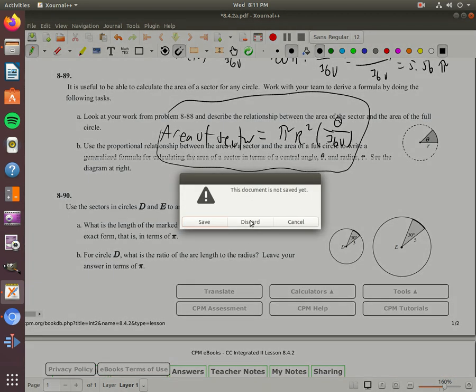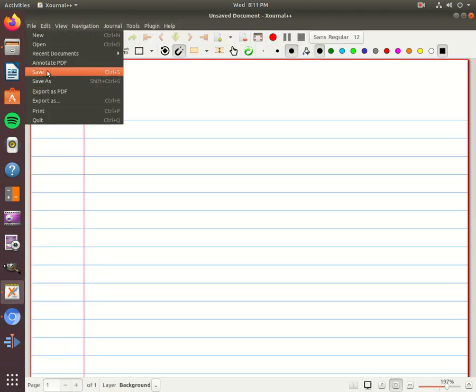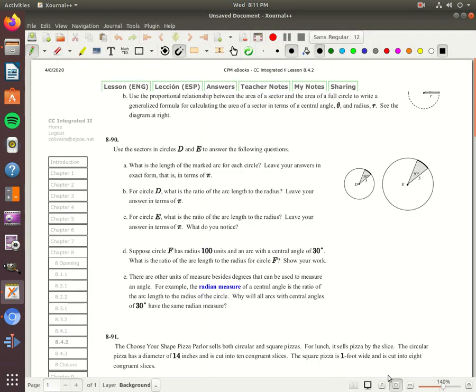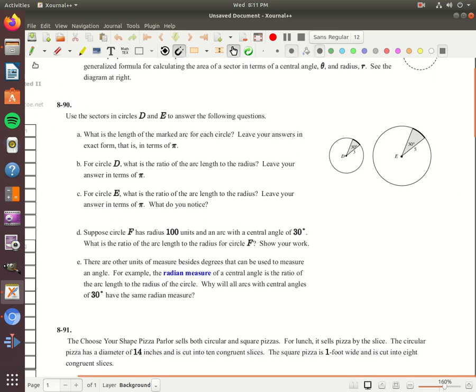We will jump to 890. So let's go ahead and pop this up. 890 says, use the sectors D and E to answer the following questions. What is the length of the marked arc for each circle? Leave your answers in terms of pi, the one that's 3 versus the one that's 5. Again, it's the length of the arc that we want, not the sector.